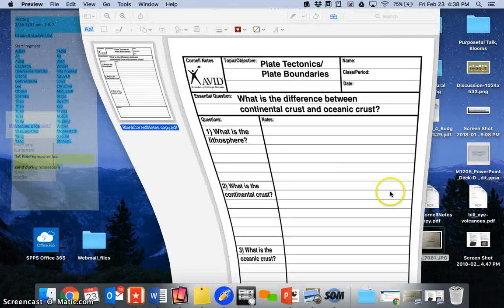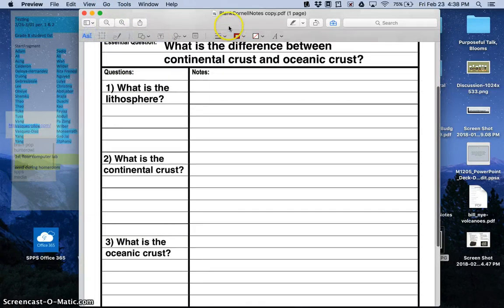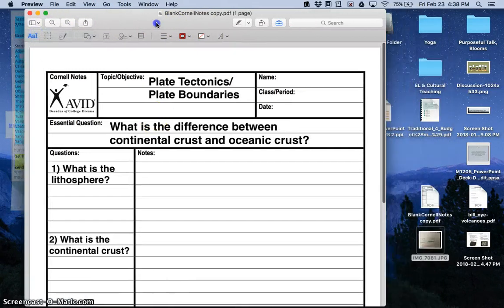All right, so grab a Cornell note sheet, or you can just draw this in your notebook, and I'm going to type this along as we go, so I hope this is big enough.